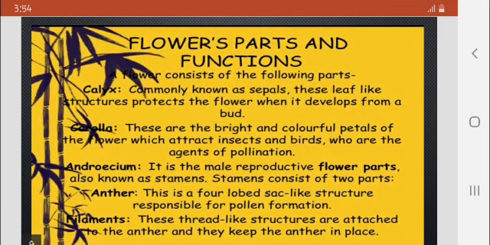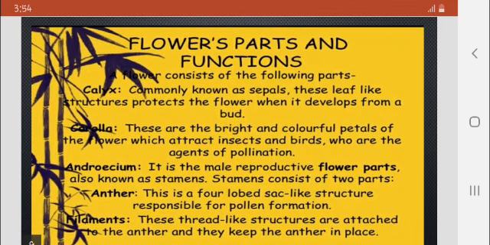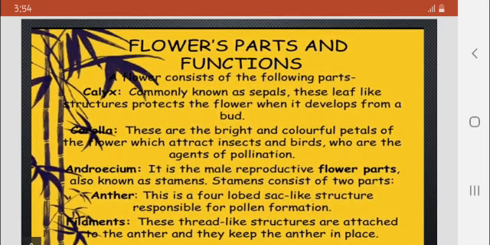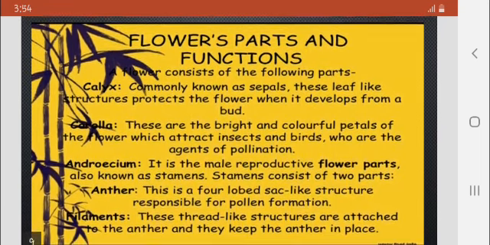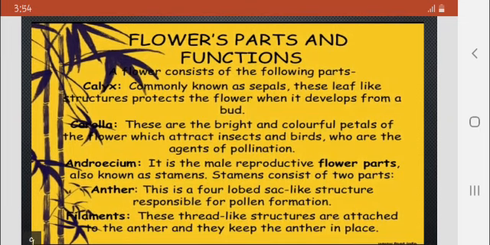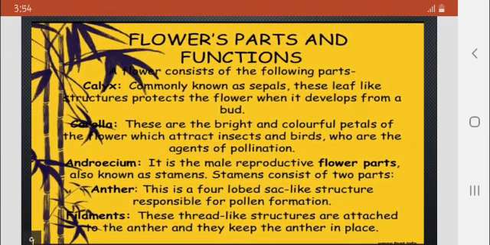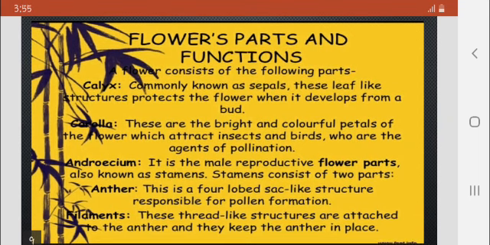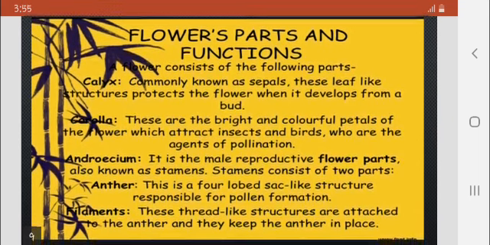It is the male reproductive flower parts, also known as stamen. Stamen consists of two parts, anther and filament. Anther is the four-lobed sac-like structure responsible for pollen formation. These filaments are basically thread-like structures attached to the anther, and they keep the anther in place.